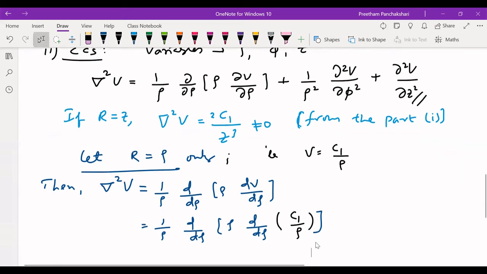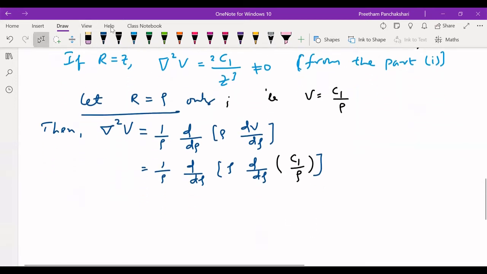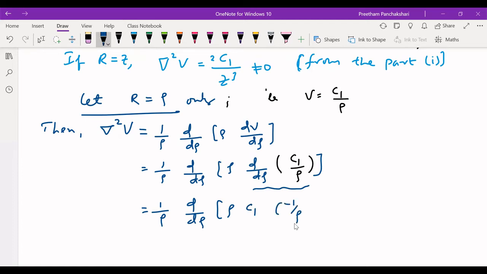Now we have to check for the value of del square V. 1 by rho. Differentiate here. C1 is constant. 1 by rho differentiation is minus 1 by rho square. One more step we can write here itself. D by d rho. So what happens here? It's going to be minus C1. One rho cancelled, so divided by rho again.